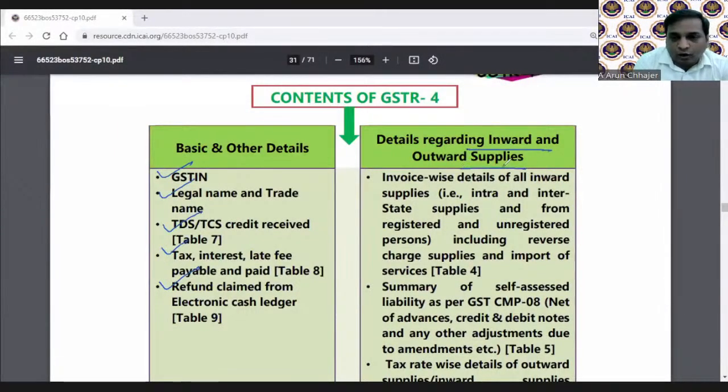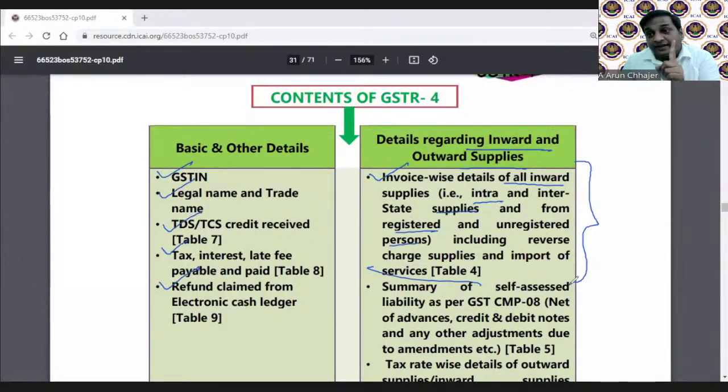Details regarding inward and outward supply, invoice wise detail of all inward supply, intra, inter, from registered, from unregistered, including RCM and import of service. For inward supply, composite dealer needs to make so much detail: intra, inter, registered, unregistered, including RCM and import of services. Whether RCM is applicable on composition dealer? Answer is yes, it is applicable, except one category, security personnel. Apart from that, every category is applicable on composition dealer. They have to pay the tax on RCM.